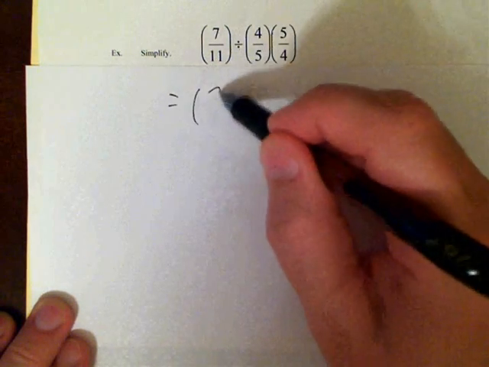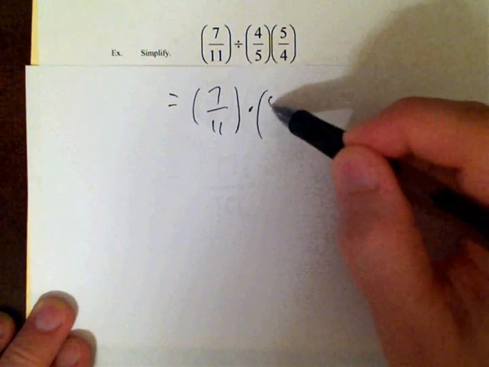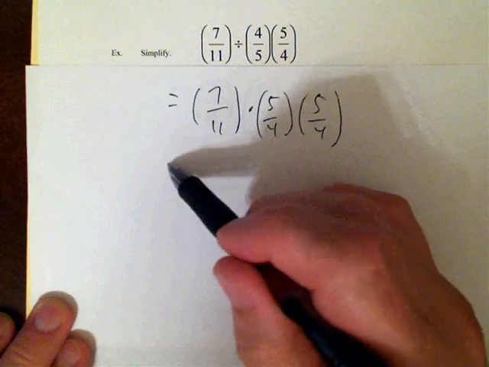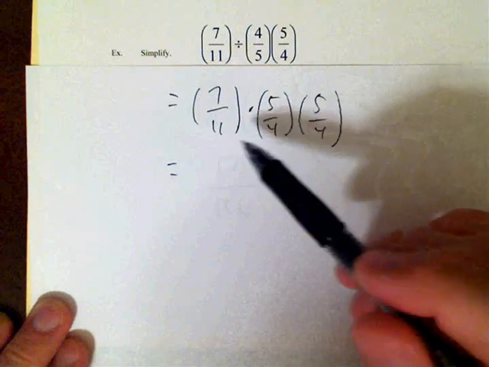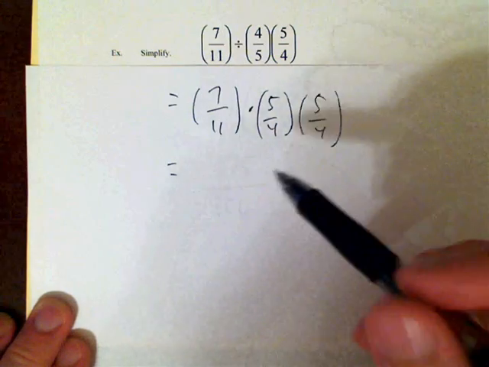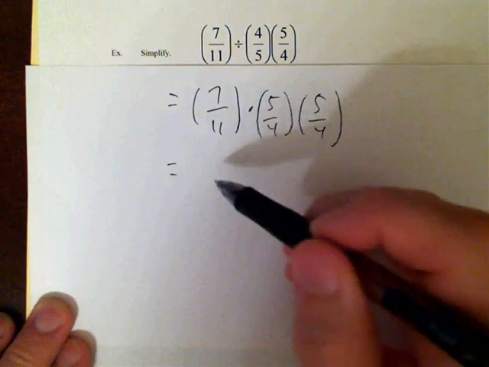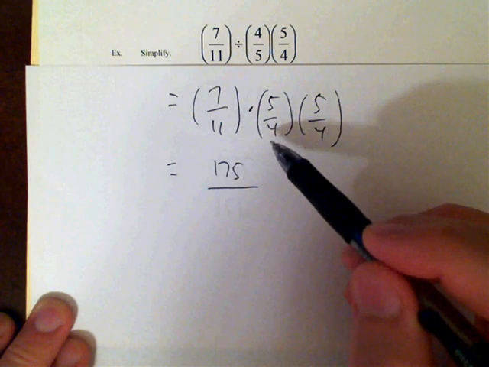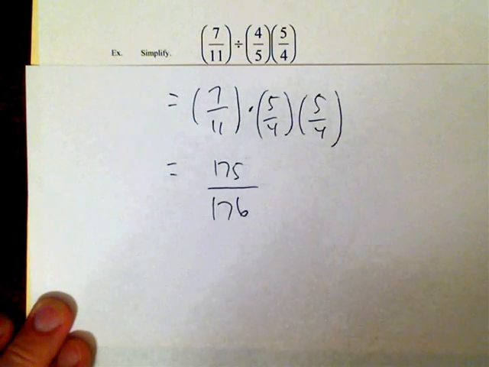And all I'm going to do is use keep, change, flip: change the division to multiplication, and flip only the 4/5 over to 5/4. This 5/4 remains as it is. And now it's all one big multiplication problem, and if I can reduce any numerator with any denominator, I'm going to do so. But as I look, I see nothing that reduces. So now I'm just going to multiply straight across. 7 times 5 is 35. 35 times 5 is 175. Bottom, 11 times 4 is 44. 4 times 4 is 176. And that's how you do that problem.